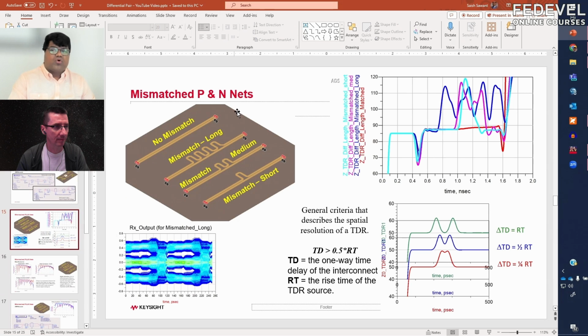So there is no mismatch, you have a nice clean differential pair. Then you have a long mismatch, you have a medium mismatch, and you have a short mismatch.